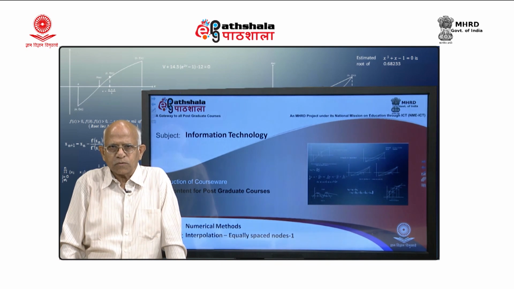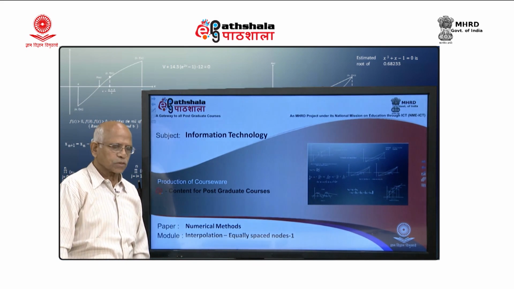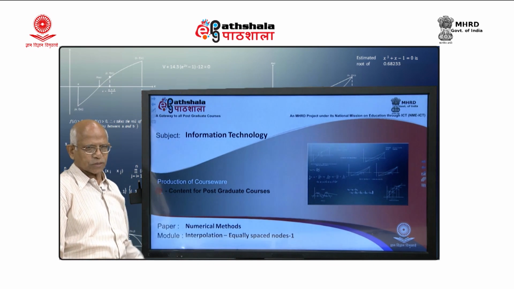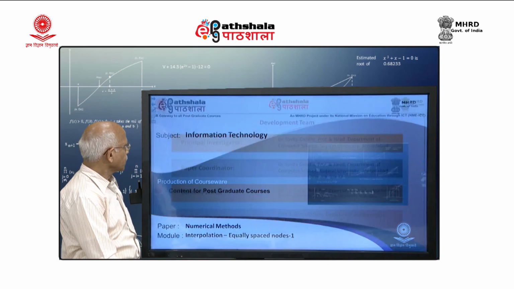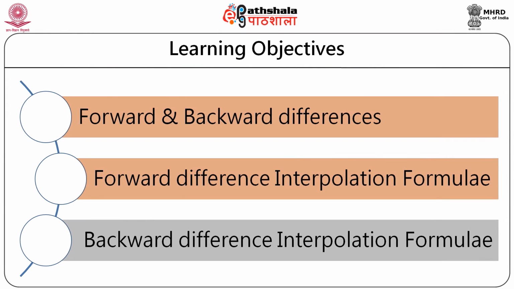We are now at module 5, and in this module we are going to talk about interpolation with equally spaced nodes. There will be two such modules on equally spaced nodes. First is this one. The learning objectives in this module are: we are going to talk about forward and backward differences. Then we will be talking about the forward difference interpolation formula and the backward difference interpolation formula, or you can say polynomial. And this is what we are going to learn in this particular module.